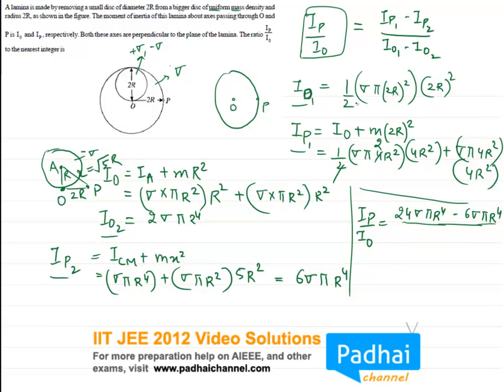IO is 8 sigma pi r raised to power 4 minus IO2, which is 2 sigma pi r raised to power of 4. Sigma pi r raised to power 4 can cancel out. So this will be 18 divided by 6, which will give us the answer 3. So that means 3 is the correct answer.